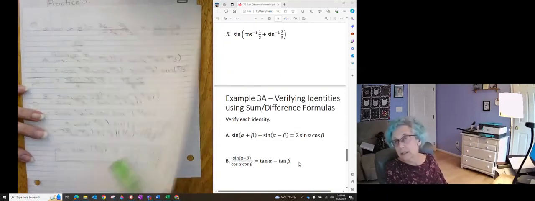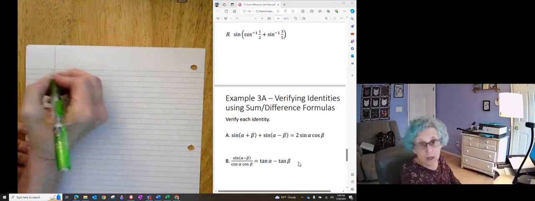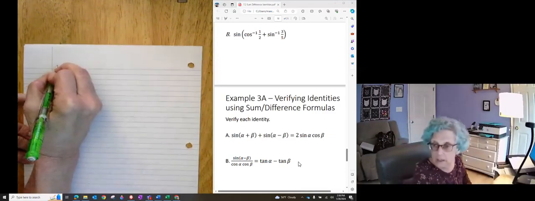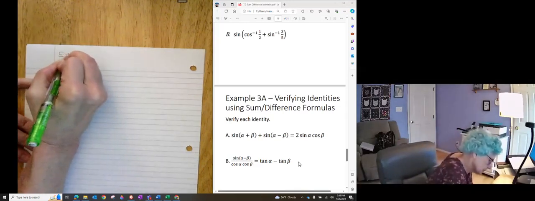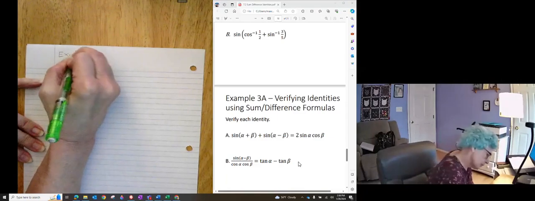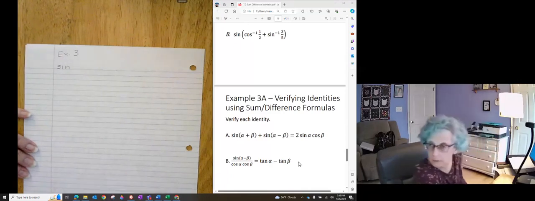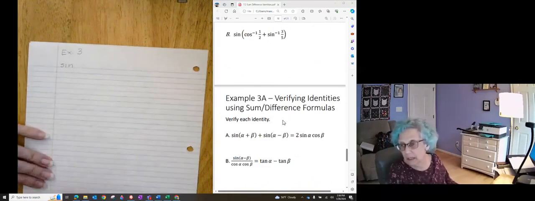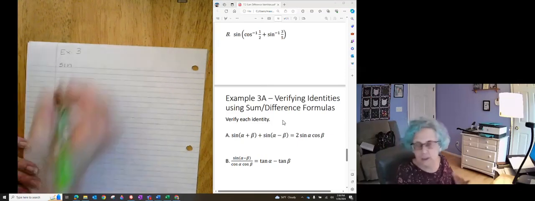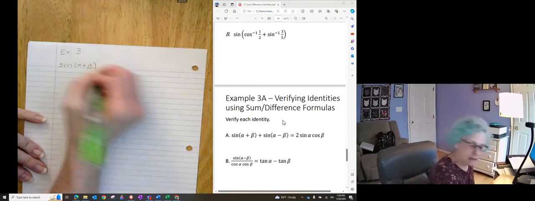Let's verify some identities. And again, we get to use our formula sheet for these. So sine of alpha plus beta, and this is example 3a. Yeah, and there's the solution. So this is A and B actually. Sine of alpha plus beta.